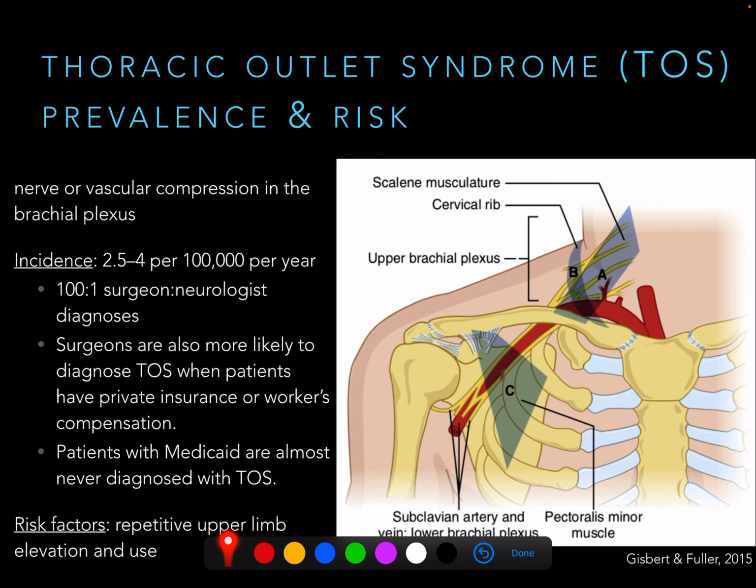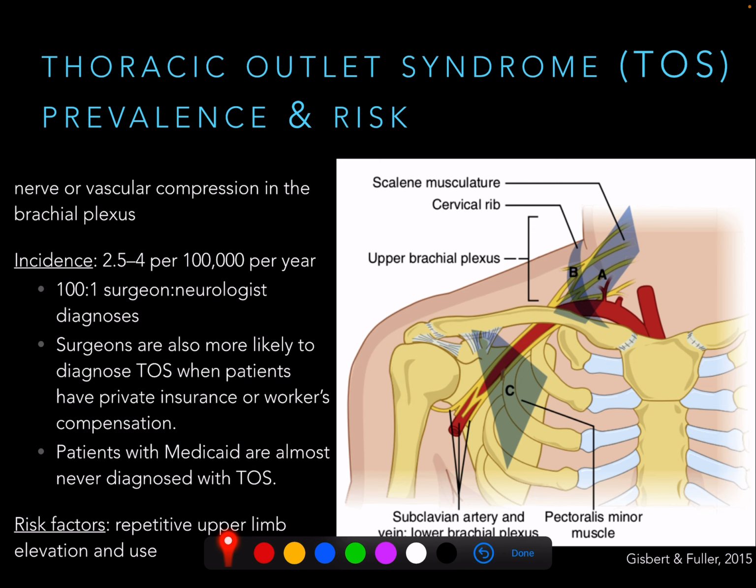Thoracic outlet syndrome is moving us away from cranial nerves. Now we're in the brachial plexus. And here we have either compression of the nerves or the vasculature, which then creates the symptoms, somewhere in the brachial plexus. Now, this is kind of a controversial diagnosis. It's more commonly diagnosed by surgeons compared to neurologists, and that's because the treatment for this is surgery.